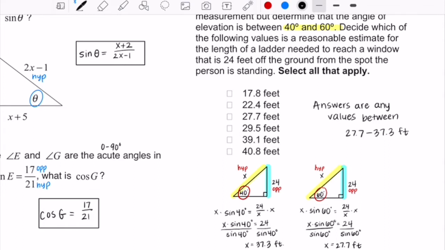So looking at the list, the first answer choice is not possible because the ladder would be too short. The second ladder would still be too short. The third ladder would be just long enough, so that would be a yes. The fourth one would be in the range, so that one would be a yes.